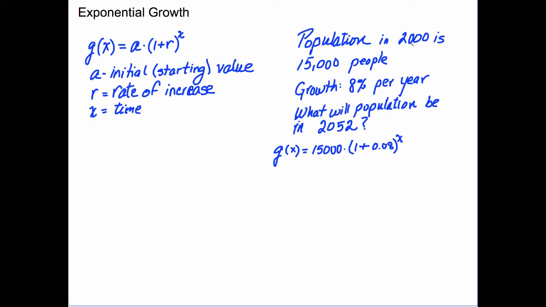Now we want to know what the population will be in the year 2052. Well, that's 52 years from the year 2000, so we will find g of 52. And in this case, that will be 15,000 times (1 plus 0.08) to the 52 power. And if you work that out on a calculator, that will equal 820,591. So that will be the approximate population 52 years from the year 2000.